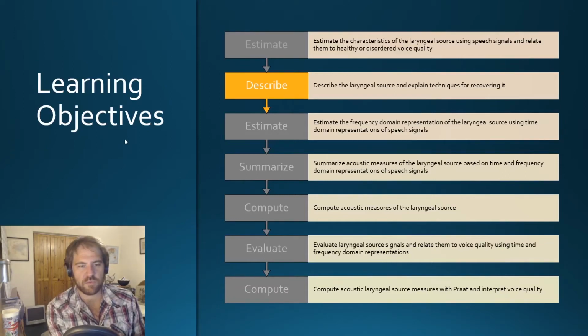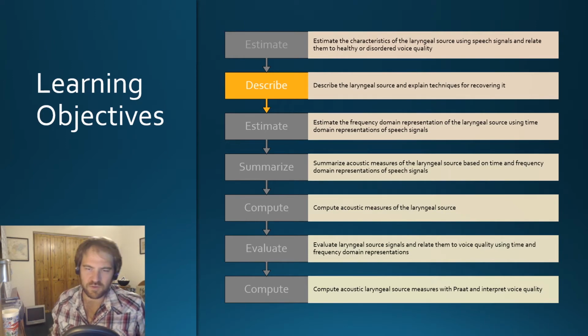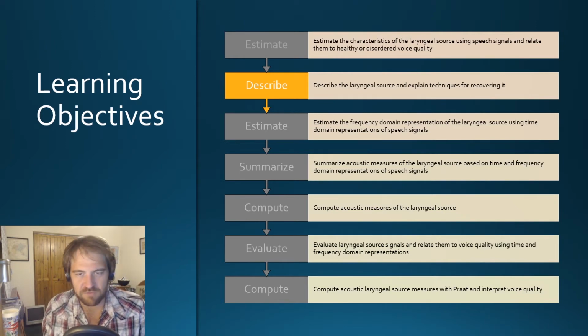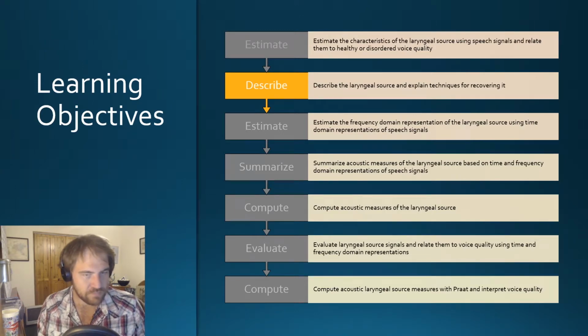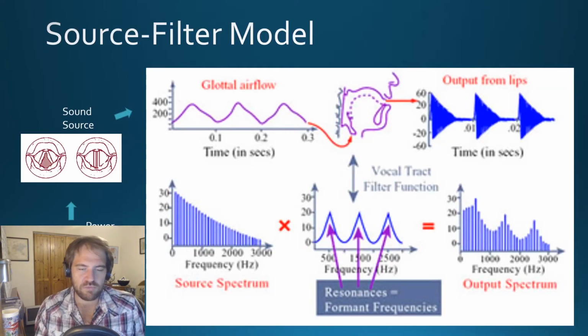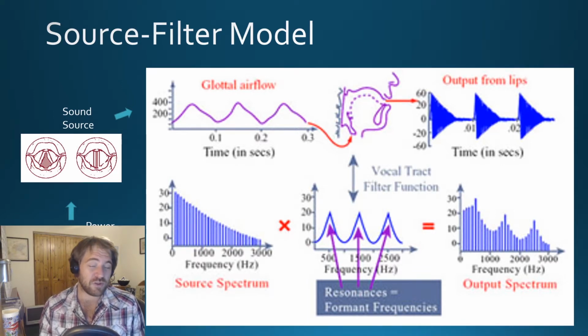Okay, so we want to talk about the laryngeal source. What is the laryngeal source, and how can we actually figure out what it is and what it sounds like? To understand this, we need to go back to the source filter model. If you've had other classes with me, we've talked about the source filter model quite a bit in 205, also in 310, and we've mentioned it a little bit in this class as well.